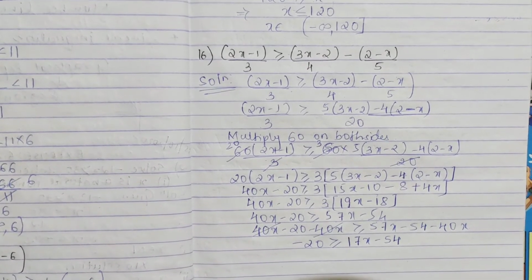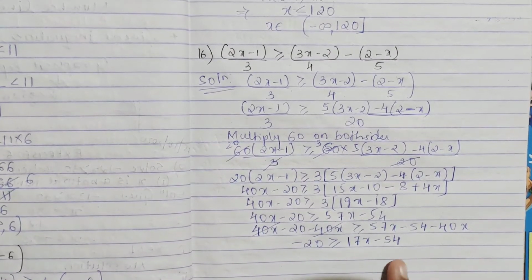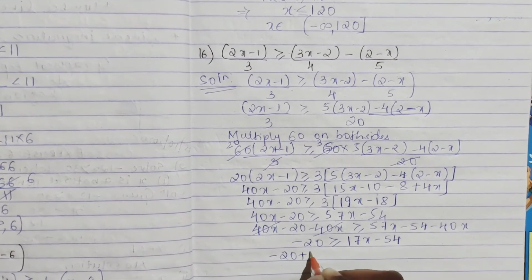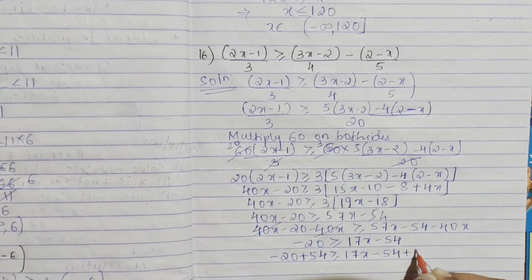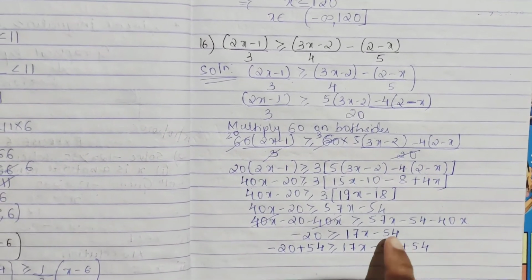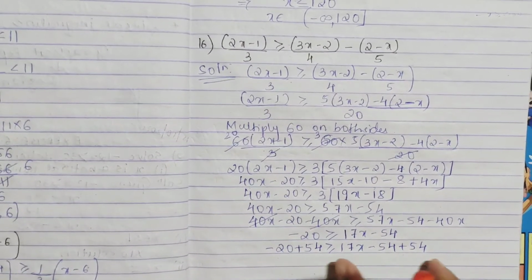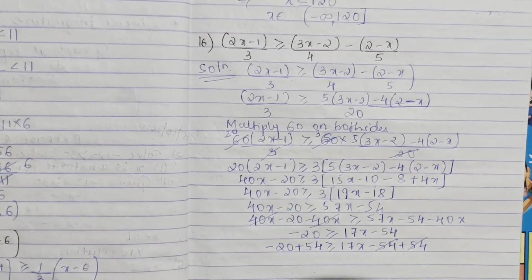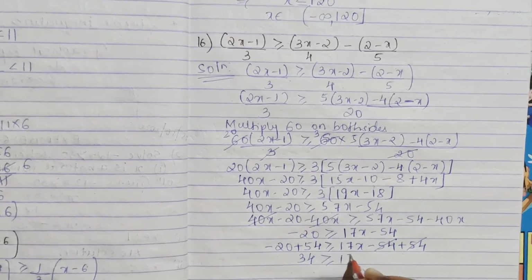So what you are doing next is adding 54 on both the sides, right? So minus 20 plus 54 greater than or equal to 17x minus 54 plus 54. Why did we add? See, if it goes here it becomes plus 54, right? Directly writing the step, we make it like this so that you should understand how we do it directly. So here plus 54 minus 54 cancels. Minus 20 plus 54, 34, greater than or equal to 17x.